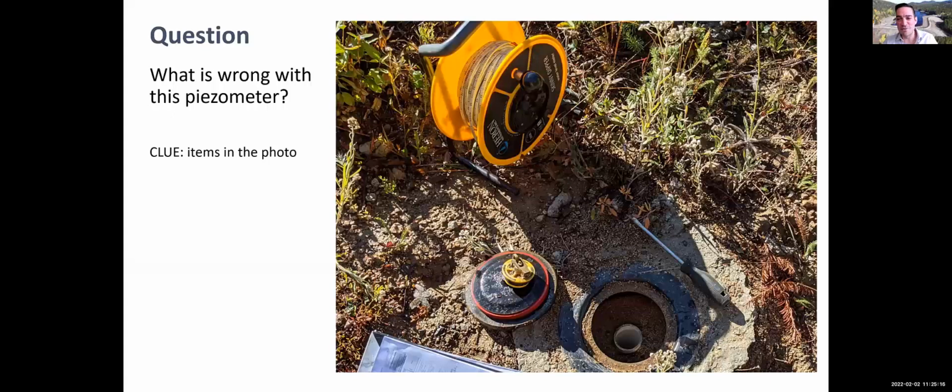So here's the question. Please feel free to chime in, and feel free to tell everyone if you can figure it out. But what is wrong with this photo? What's wrong with the piezometer? The clue is items in the photo. Can anyone see what might be wrong with the piezometer?